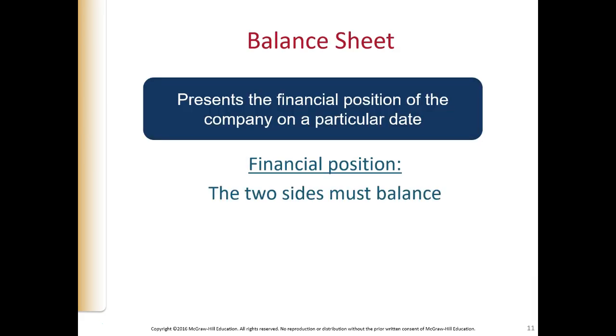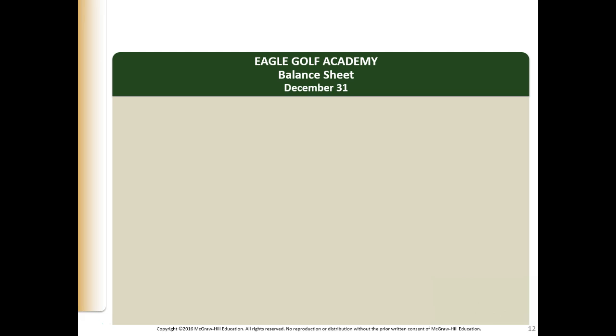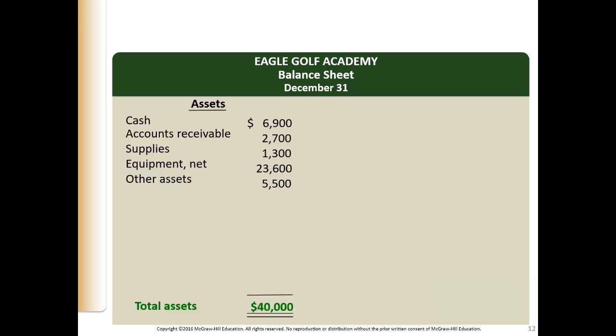The balance sheet. This shows where the assets will equal the liabilities and stockholders' equity, and those two sides must balance. They must equal each other at all times. Here's an example of a balance sheet. This is as of December 31st. On the left side, we have assets. So here are just a few: cash, accounts receivable, supplies, equipment, and other assets.